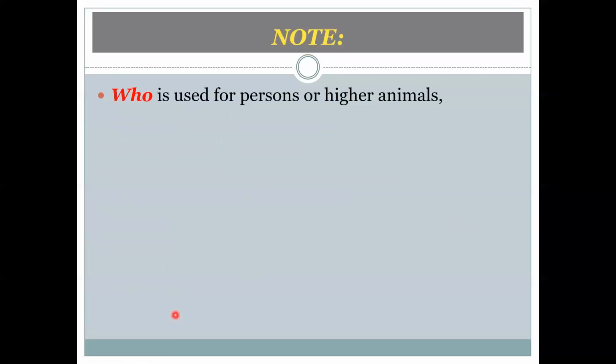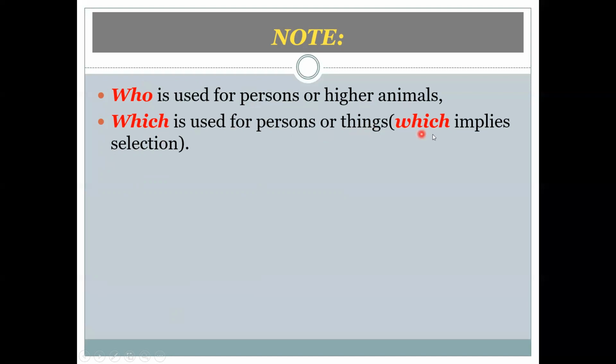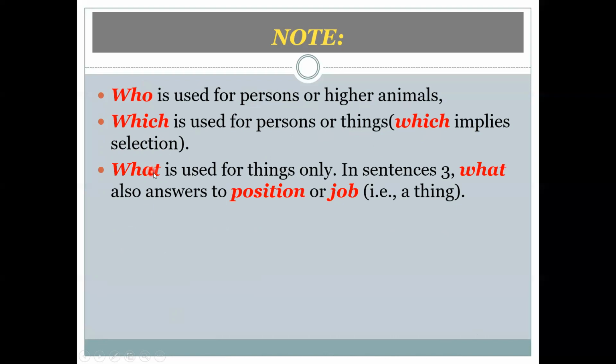Understand, dear students? Now here we have a note. A note means something more about that subject. Who is used for persons or higher animals. The word who is used for persons or higher animals. Which is used for persons or things, and implies selection. What is used for things only. In sentence 3, what also answers to position or job. In sentence number 3, what is your uncle doing, it is telling the position or job. What is used for things only, but in sentence number 3, what also answers to position or job.